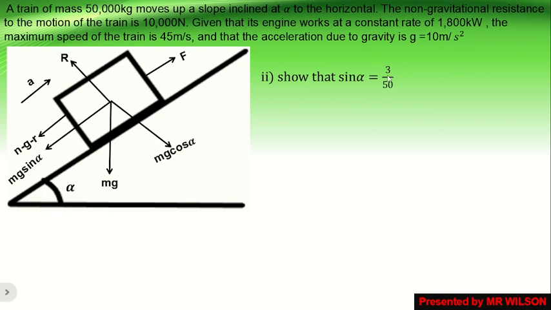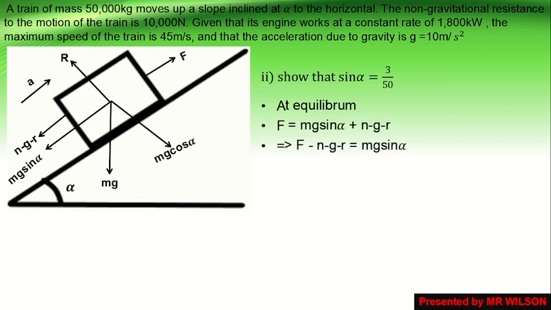Now we have to show that sine alpha equals 3 on 50. Okay, so let us take the solution. We said at equilibrium, some forces will be equal. So F, the force following the motion, will be equal to mg sine alpha plus the non-gravitational resistive force. That is F equals mg sine alpha plus NGR, resolving the forces at equilibrium. Now we make sine alpha the subject to have the proof. Doing that, sine alpha equals F minus the non-gravitational resistance, all over mg.